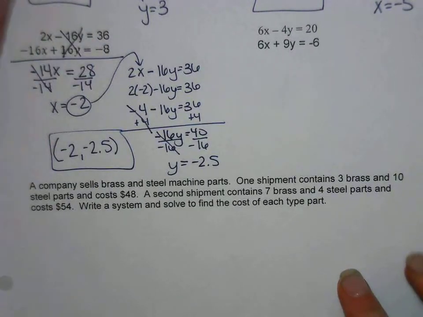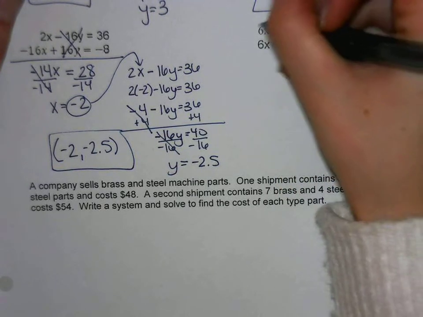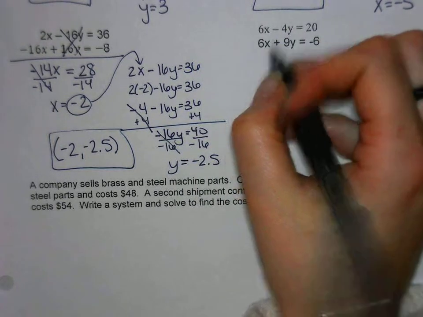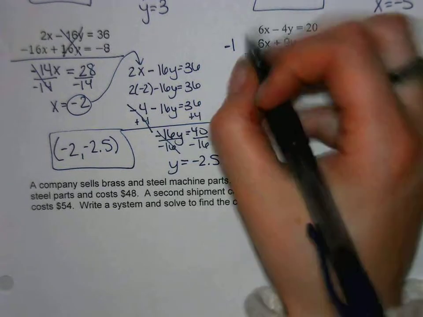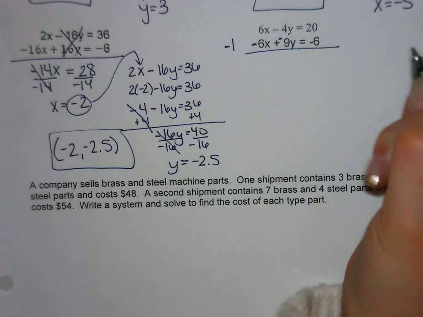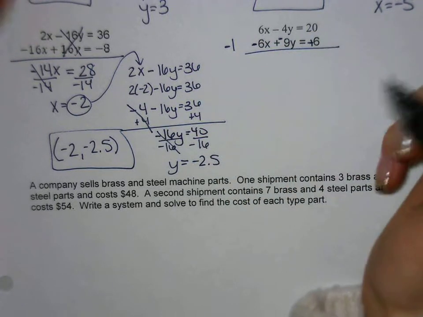Let's look at our last example. So here, I know I can't eliminate my y's, but my x's are close. I have a 6x and a 6x. So when I combine those, I end up with a 12. So I want to multiply my bottom equation by a negative 1. So I end up with negative 6x. Negative 1 times a positive 9 is a negative 9. And negative 1 times a negative 6 is a positive 6.